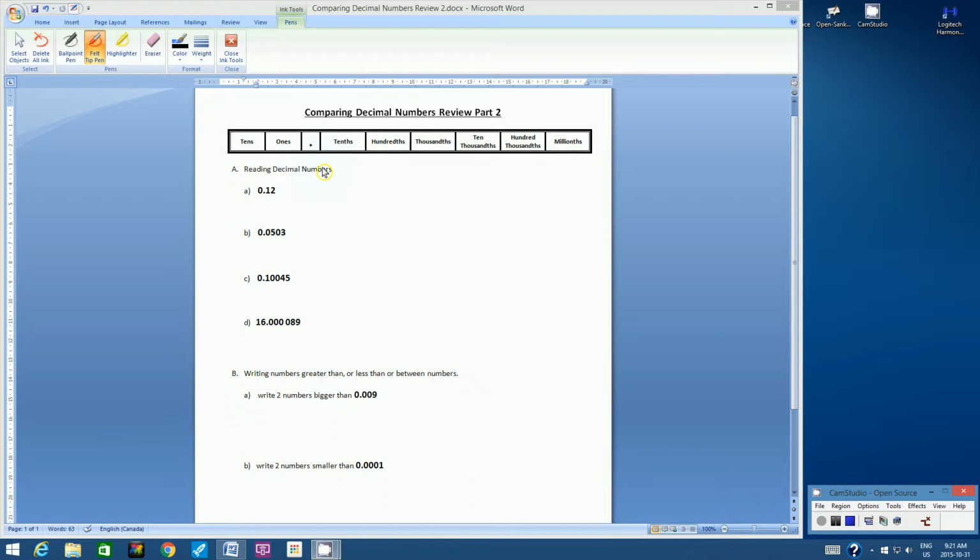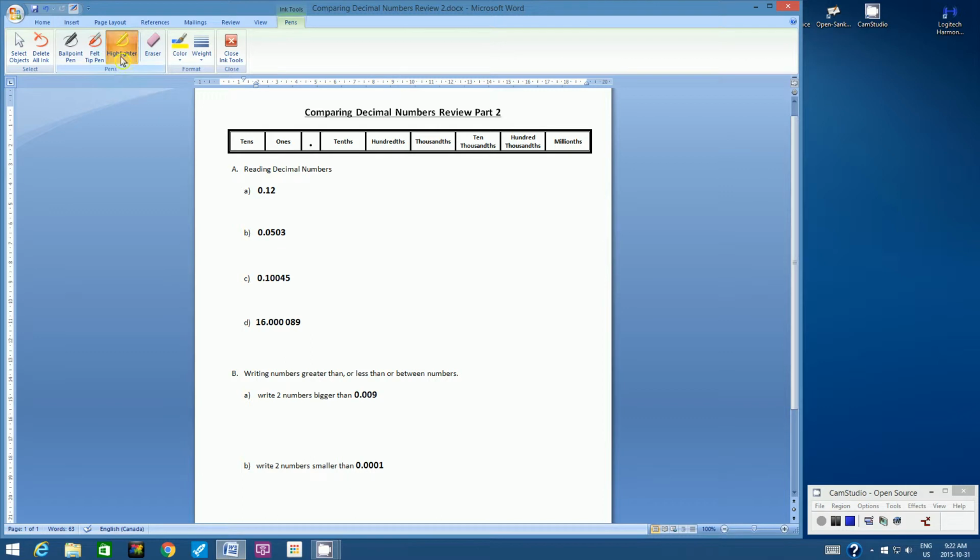Okay, so when we read out these numbers, normally just in daily conversation, the first one, question A, we would just say 0.12, but there's a more formal, sophisticated way of reading decimal numbers, and this is how we do it. All right, so what we want to do is highlight, and it's good if you have a highlighter and a couple different color pens. You always want to highlight the number in the last place value column. Okay, this is very important.